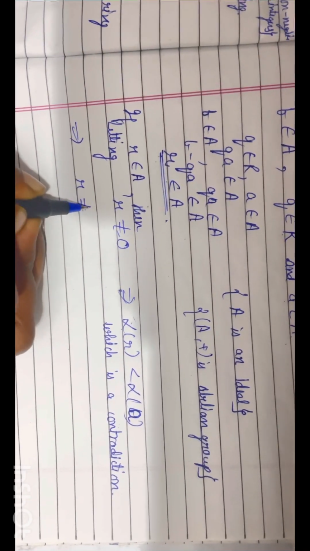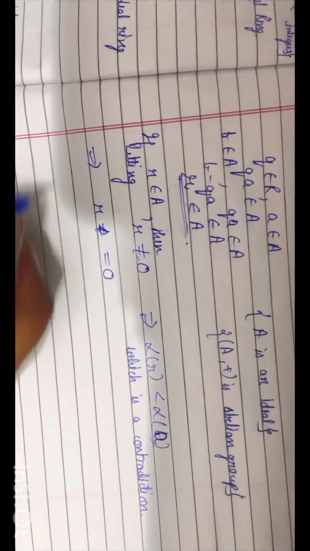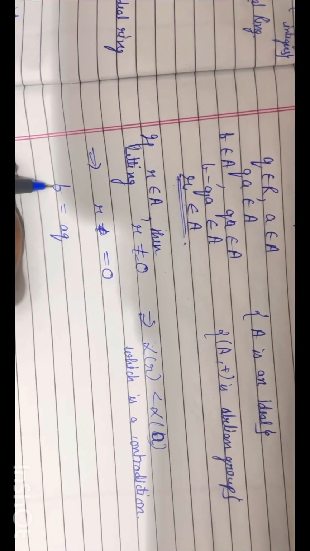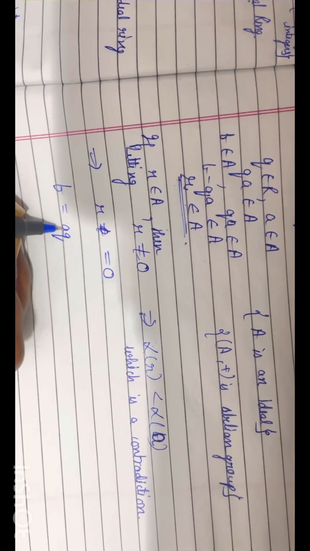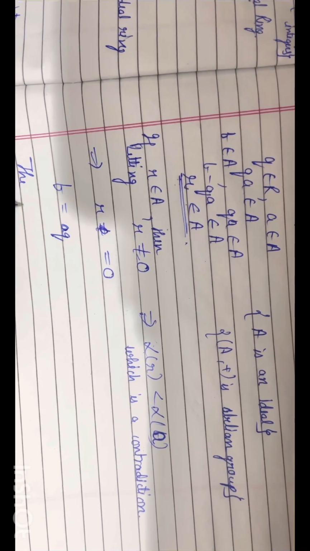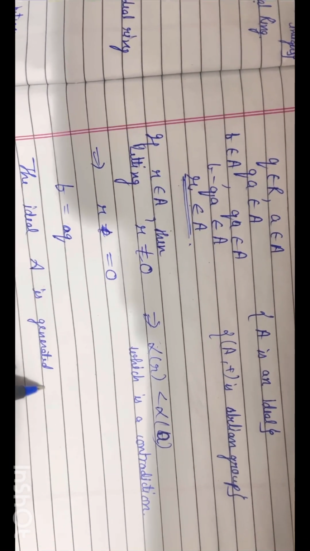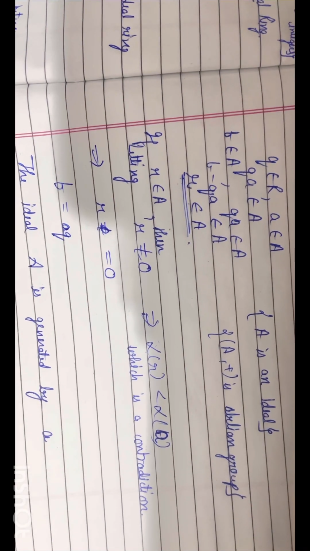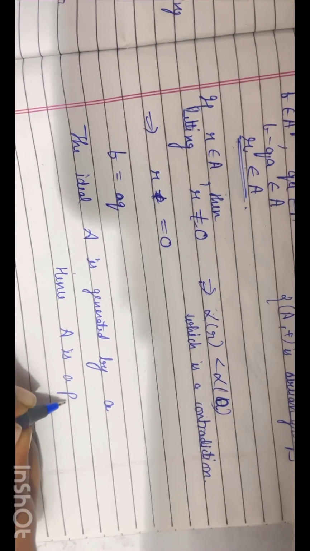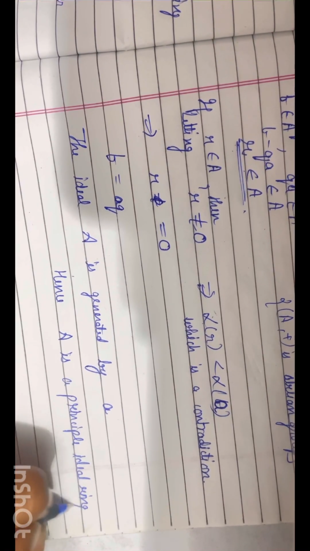Implies that R is equal to... this condition is a contradiction. It means R is equal to 0. If R is equal to 0, B is equal to AQ. That means an element of T is written in product of A. It means the ideal A is generated by its element A. Hence, A is a principal ideal ring. Proven.